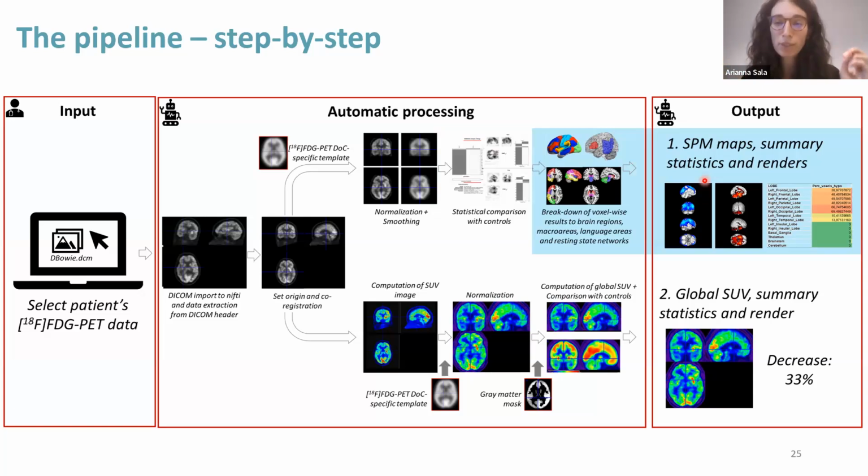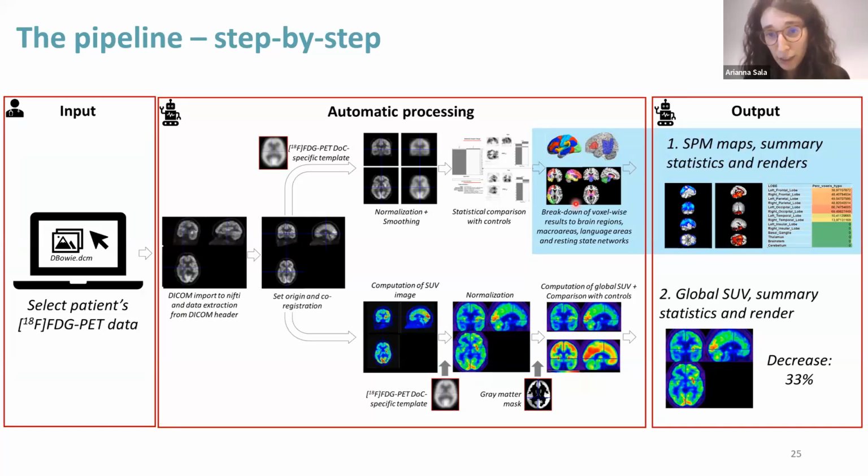These are T maps with T statistics that indicate where we have significant changes in the brain of our patients, either in terms of relative hypometabolism in blue or relatively preserved metabolism in red. Results are also broken down based on different regions, macro areas, language, different resting state networks, and language regions specifically.